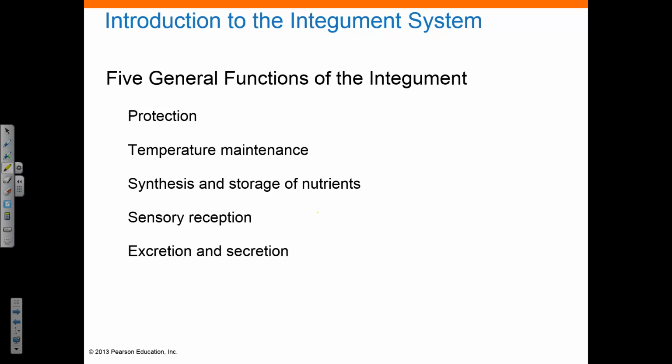The integument has 5 general functions. It provides protection by covering internal structures from impacts, chemicals, and infection, and also prevents body fluid loss. The integument helps with temperature maintenance by providing a place for heat exchange to occur with the external surroundings. The integument contributes to the synthesis and storage of nutrients such as vitamin D and the storage of lipids.